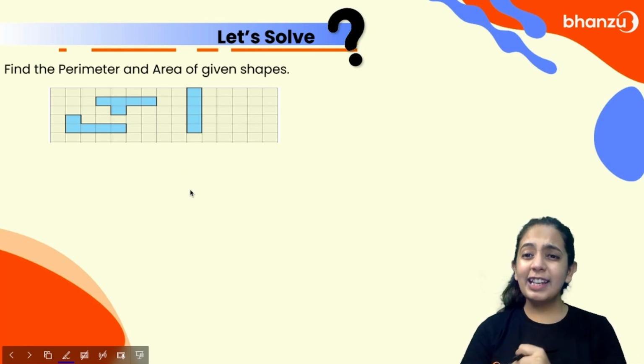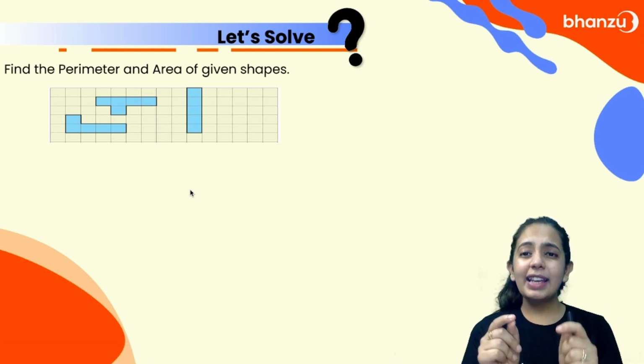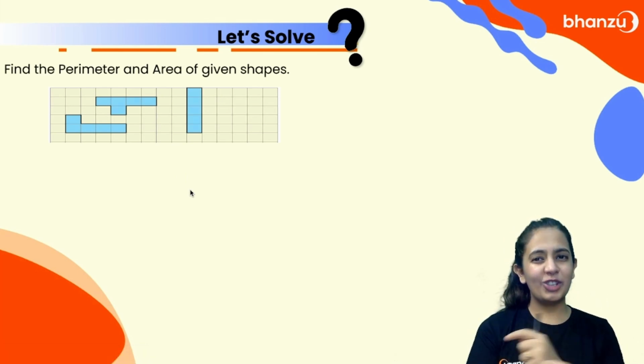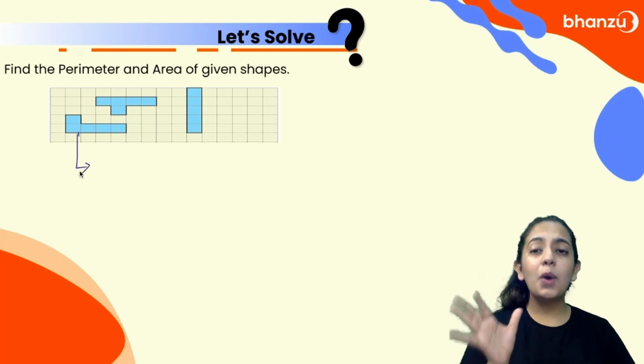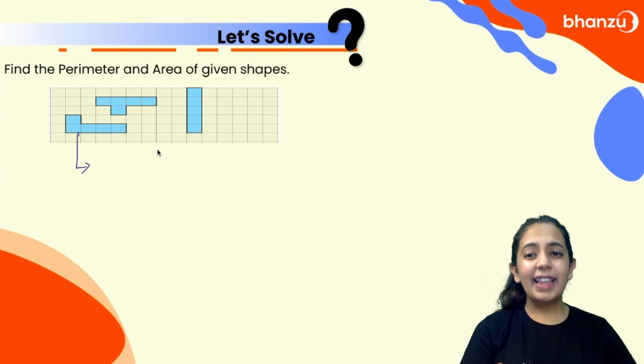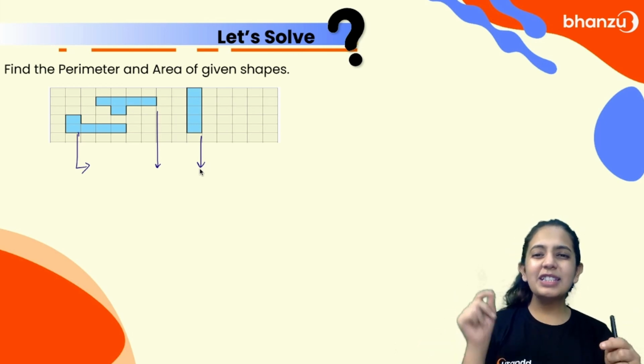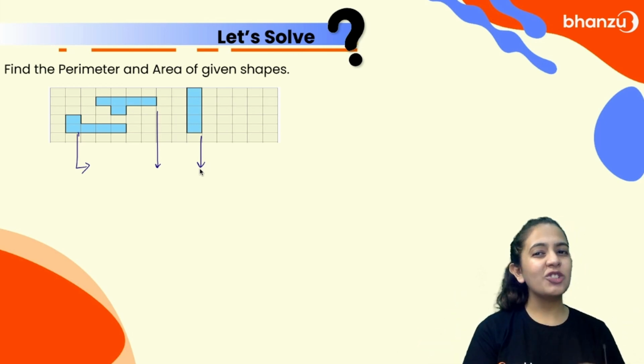So here we need to find out the perimeter and area both of these given shapes. So tell me, for this part, what is the area, what is the perimeter? Then we're going to jump to the second one, and then at last we're going to talk about the third one. So tell me, what is the perimeter and what is the area of these 3 shapes?